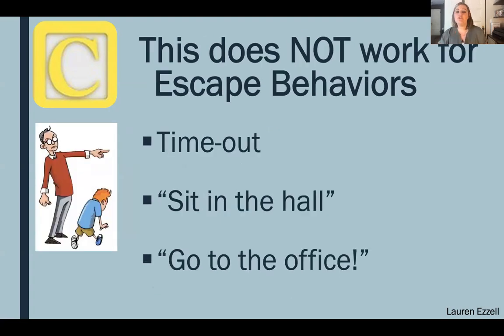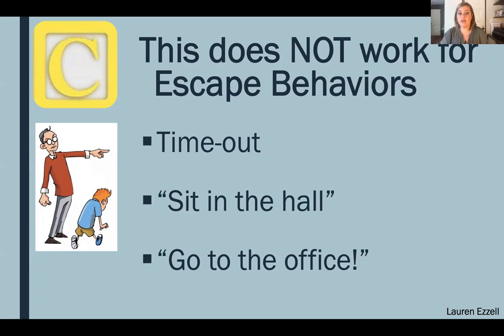Now, if your student is trying to escape a certain task, their behaviors are to get out of doing work or get out of going to library. This will not work for escape behaviors. Time out, go sit in the hall, go to the office. Doing these things allow the student to escape the work or task that they were trying to escape in the first place, which is very reinforcing. Chances are they'll do it again.